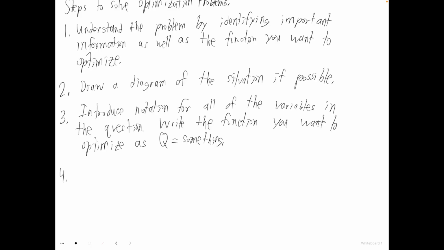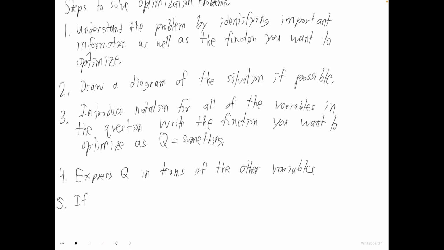And then step 4 is express Q in terms of the other variables. So typically you do this at the same time as step 3, but this is actually writing down some equation that tells you how Q is dependent on the other things that you know about.